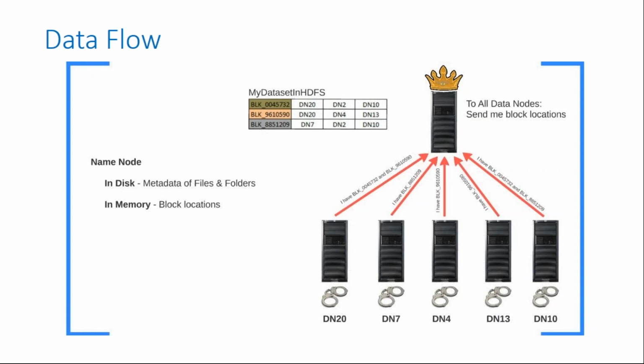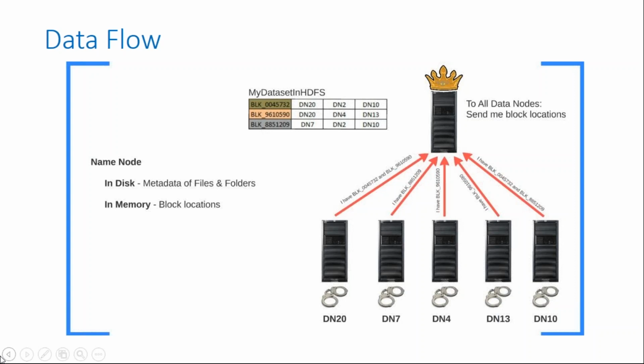All the name node stores on its hard disk is the metadata of files and folders. Only the metadata. Probably you might not know exactly what metadata is: it is just the name, permissions, date, timestamps, everything. So no actual data is stored at all. And the block locations are not stored on the hard disk.